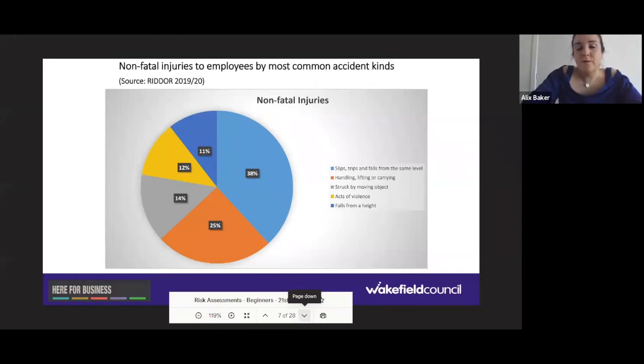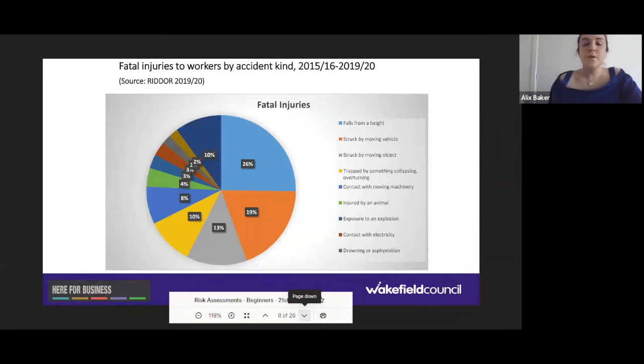This gives you some indication of the most common accidents in the workplace. Slips, trips and falls from the same level at 38%. Handling, lifting or carrying, so when we think about things like manual handling in the workplace. Struck by moving objects, 14%. Acts of violence in the workplace, 12%. And at 11%, falls from height. Furthermore, fatal injuries: in comparison to the non-fatal injuries, falls from height is the highest at 26%.